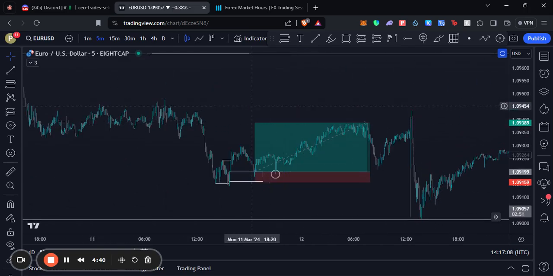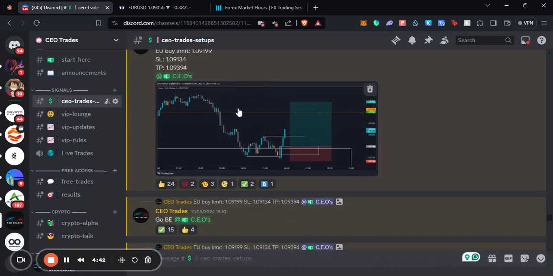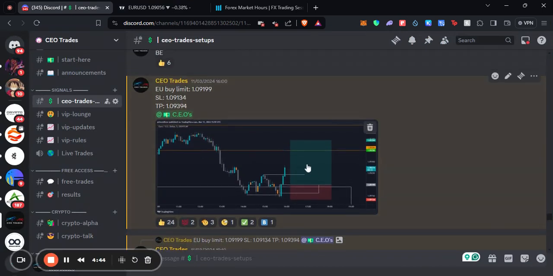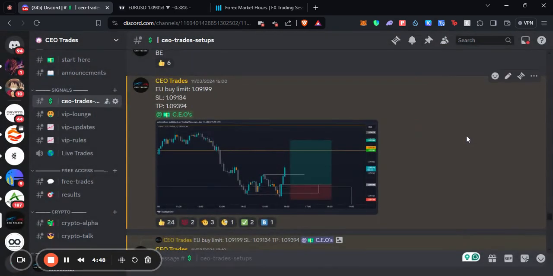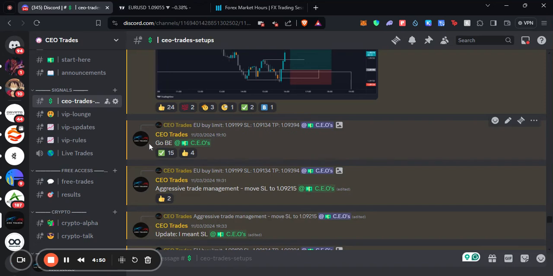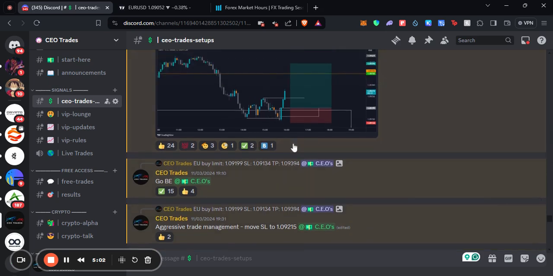Now, why am I talking about this trade? Because this is actually one of the trades that I sent out to the VIP group just the other day. And as we can see, I sent out this EU buy limit. Now, as you can see, we were going to break even and we were doing aggressive trade management because it was later on in the day. It was during the lull between New York and Tokyo, so it was out of our trading session. However, I really liked the setup and the trade.